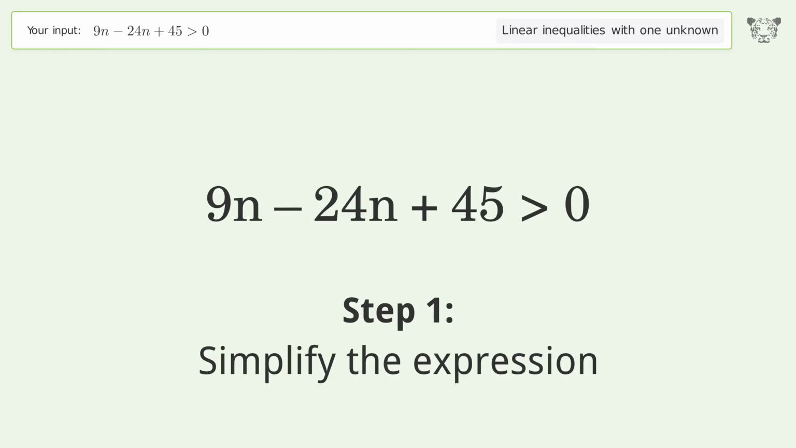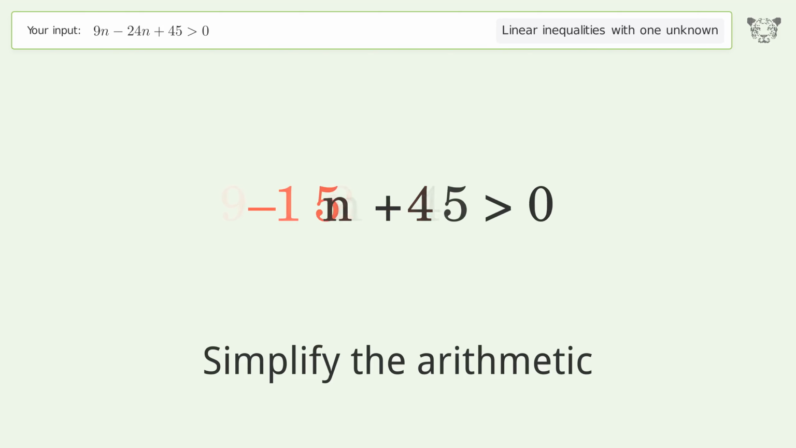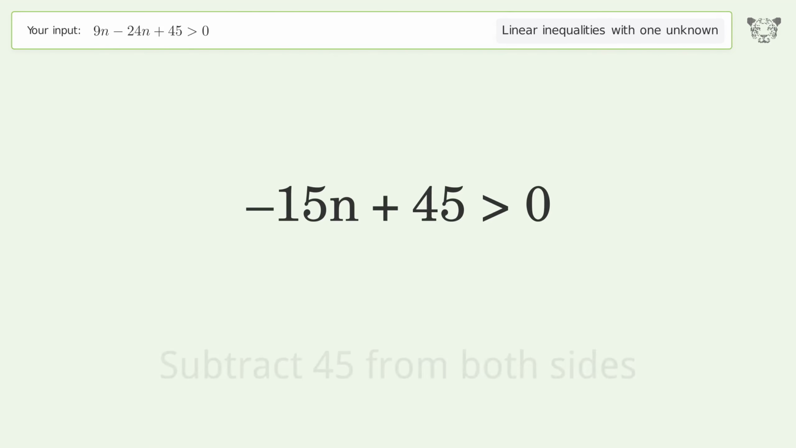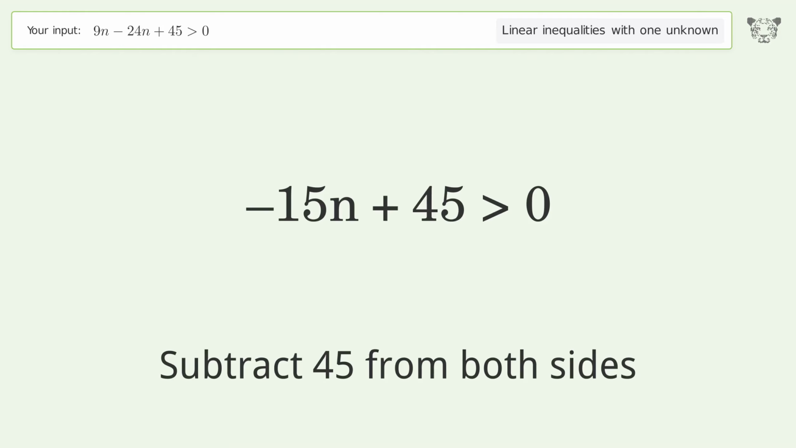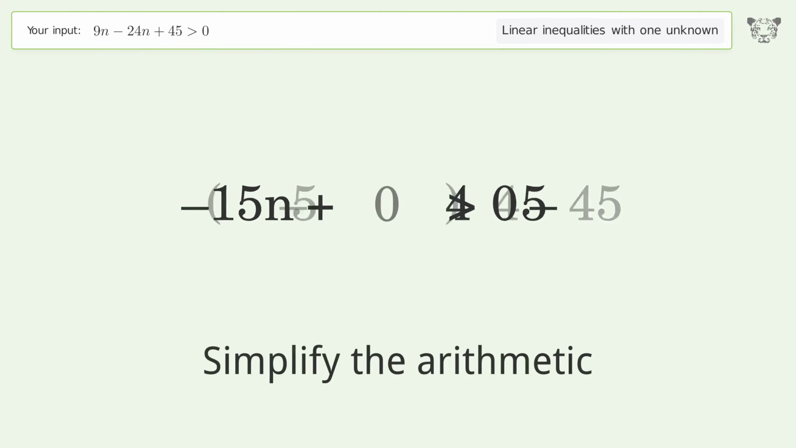Simplify the expression. Simplify the arithmetic. Group all constants on the right side of the inequality. Subtract 45 from both sides. Simplify the arithmetic.